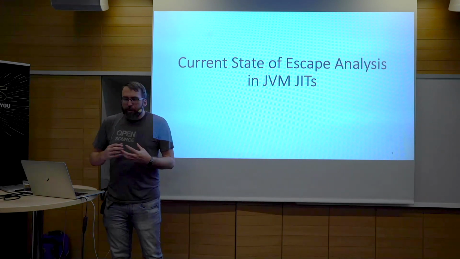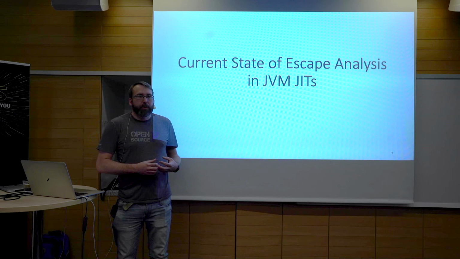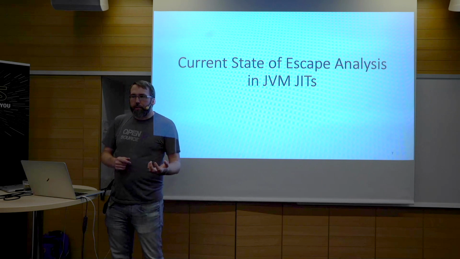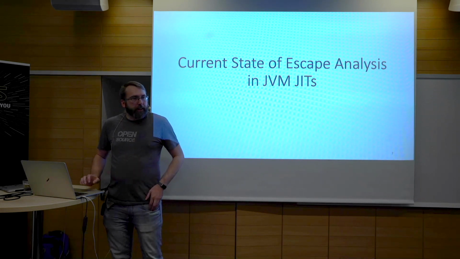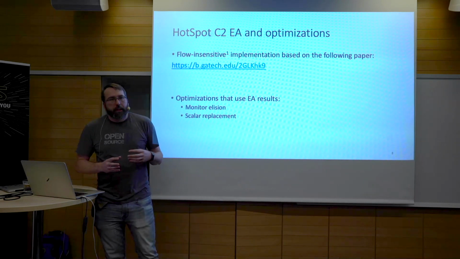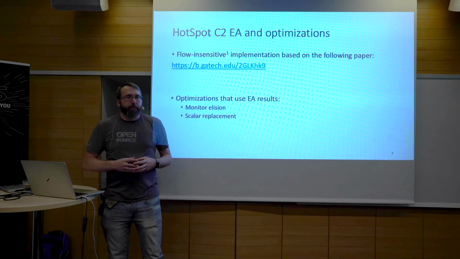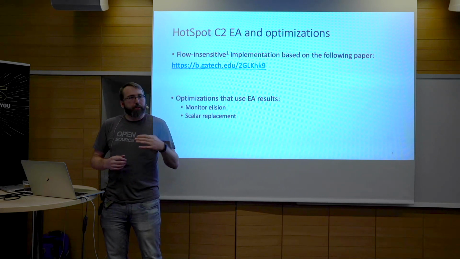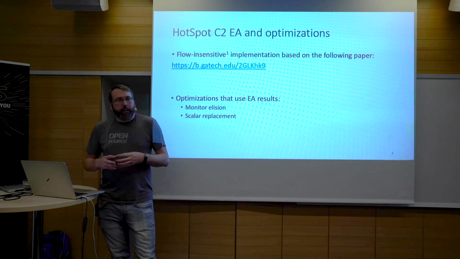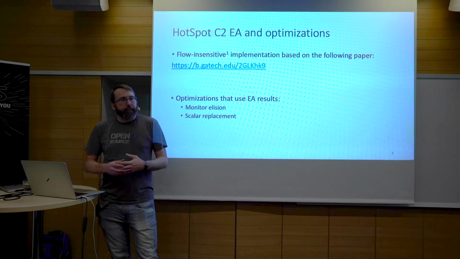So what's the current state? I'm going to quickly talk about the 3 JITs I was able to run and check things out with, and very quickly what optimizations they do based on EA. So Hotspot C2 EA and its optimizations, there's a very good paper. I'm not going to dig into how EA works there. It's very well documented, and the implementation is quite straightforward based on the doc. But Hotspot actually applies 2 optimizations. They'll apply lock elision or monitor elision, and they scalar replace.